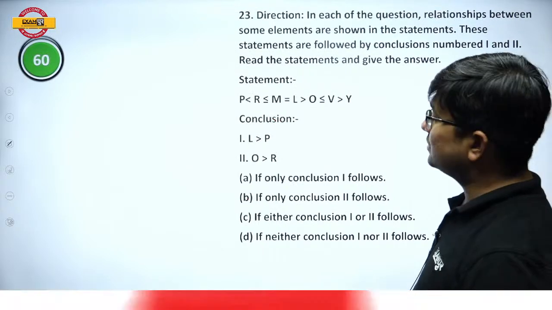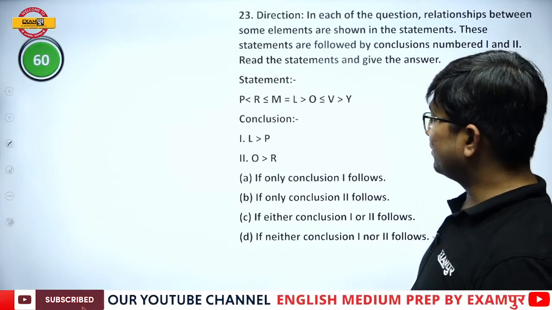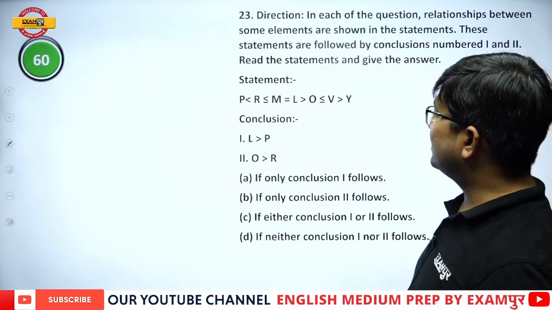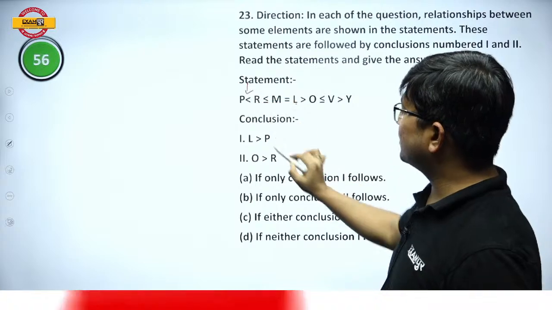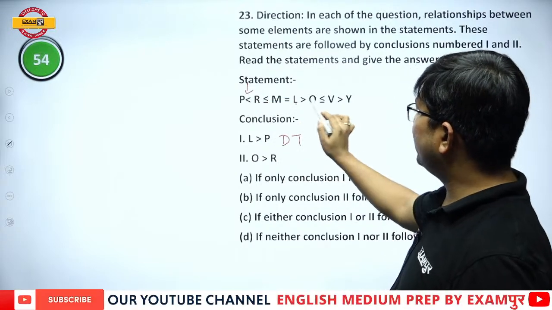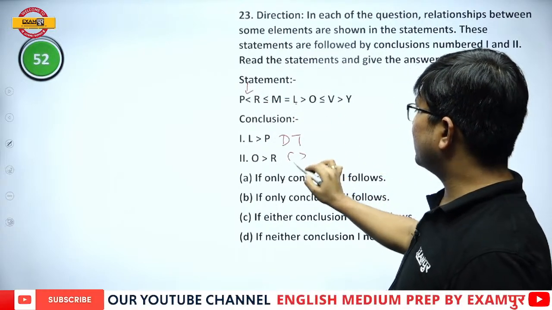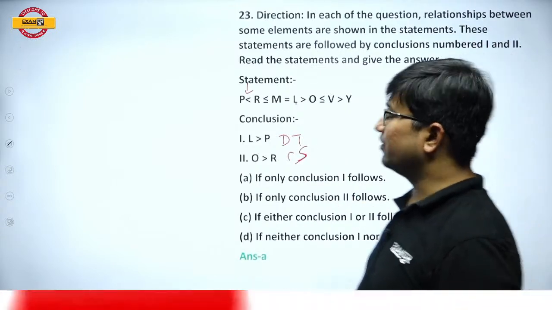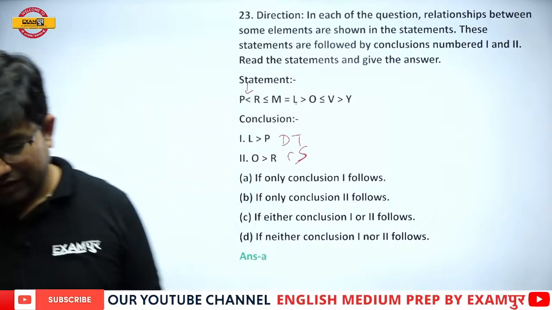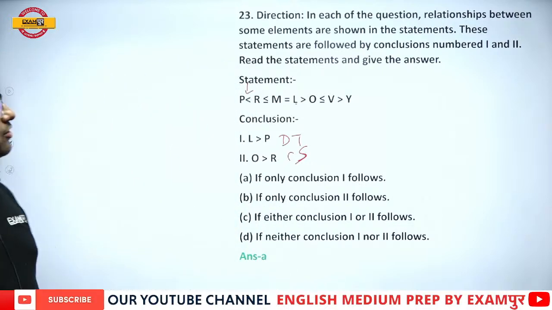Now see, my dear students, have a look at this over here. If you look at this, between L and P, this will ensure L is greater than P. So it's true. And between O and R, opposite symbols between O and R, can't say. So therefore, the right answer is only one follows. All right. Getting it, everyone? Yes or no?